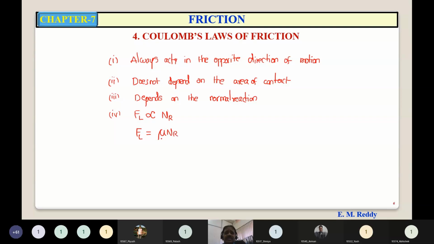This proportionality constant mu s is known as the coefficient of static friction. Now this is when the body is in limiting equilibrium. Suppose the body is in motion, then the friction force is equal to the coefficient of kinetic friction into normal reaction. So here mu k is the coefficient of kinetic friction.